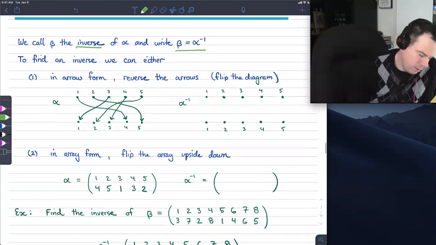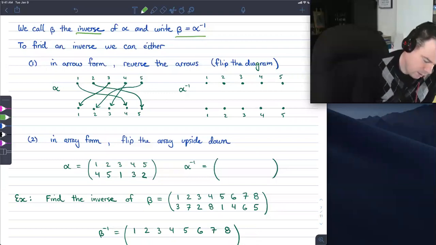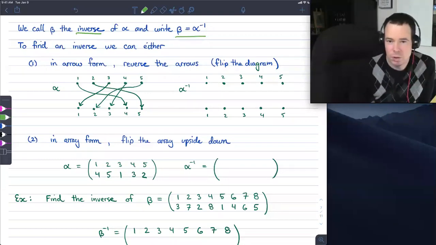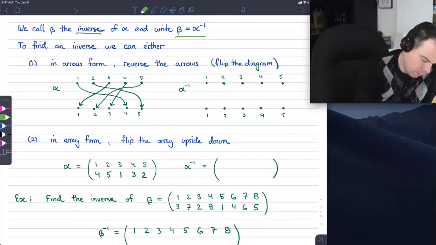So how do we find inverses? We've already seen that this is a fairly straightforward task. We could just flip the array form over, or in terms of the arrow diagram, we just flip the arrow diagram upside down. So I just follow the arrows in the reverse order. So if I'm thinking about where should 1 go to, well, I look at the bottom row, find 1, and reverse the arrow. 1 goes back up to 3, so 1 goes to 3.